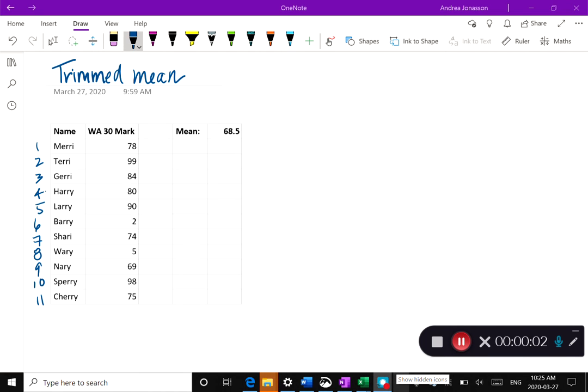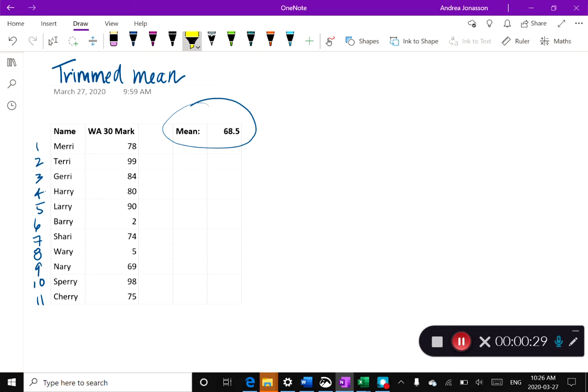Here's a brief explanation of how the trimmed mean is different than the arithmetic mean. In this example here, we have a series of workplace and apprenticeship 30 marks from 11 different students, and we've calculated the mean, the arithmetic mean, to be 68.5. What does that mean? It means that we added up these 11 marks and then we divided by 11.